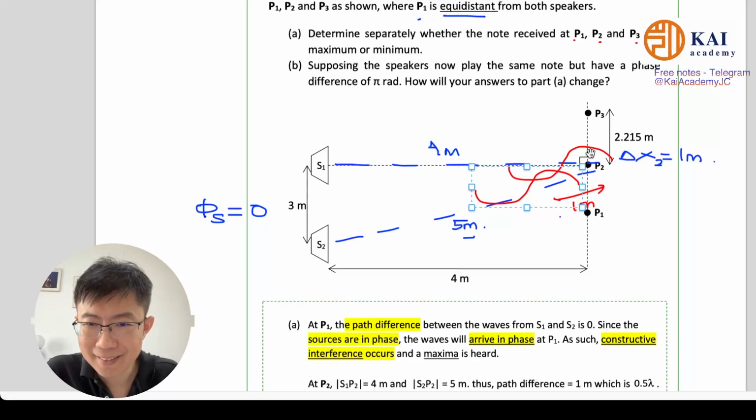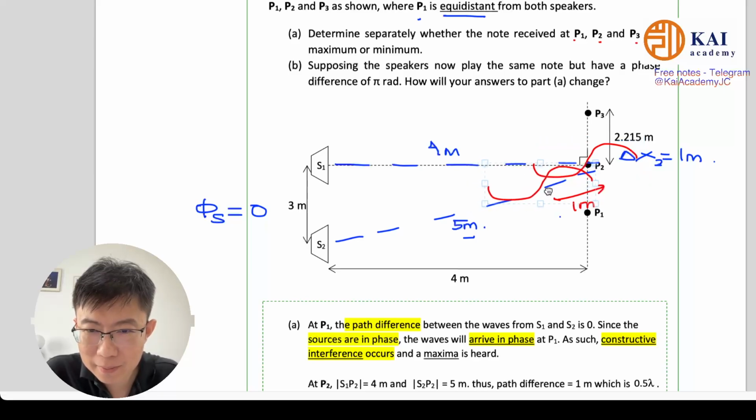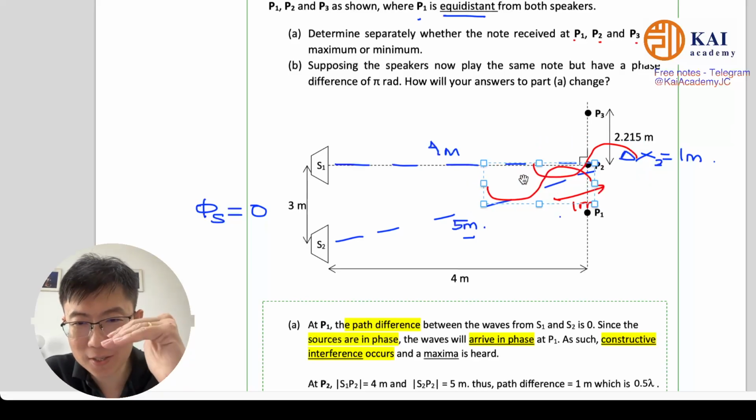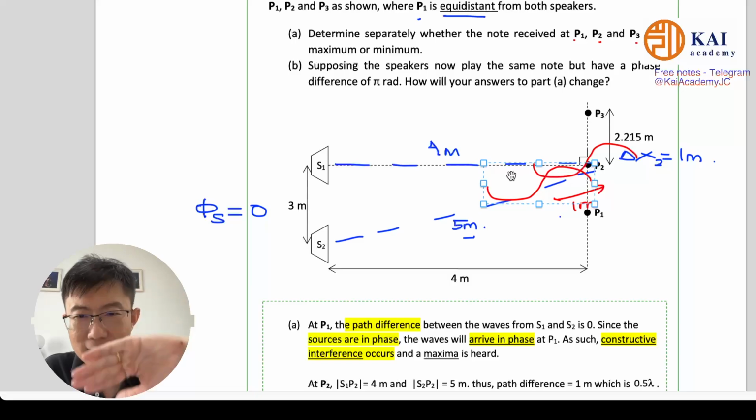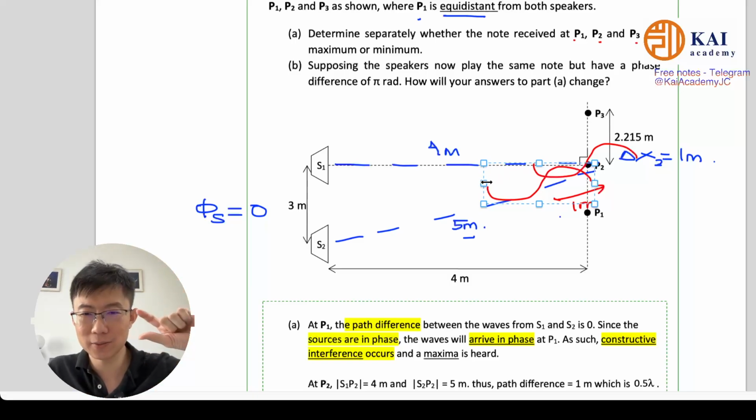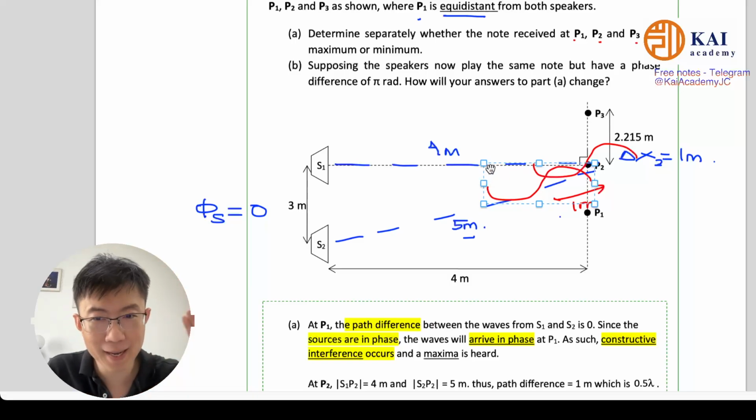You can now predict what's going to happen. The wave from S1 has undergone half a cycle. The wave from S2, the crest, is just reaching, and you see now that the crest and the trough are going to arrive at the same time. So that's a pi phase difference. In formula, when we calculate, we will see that as well.